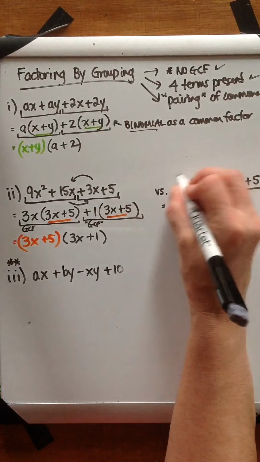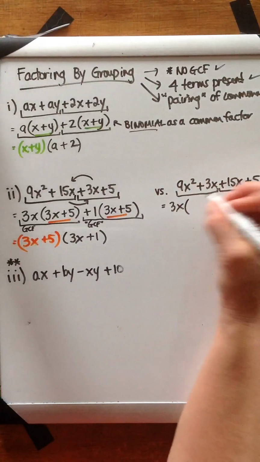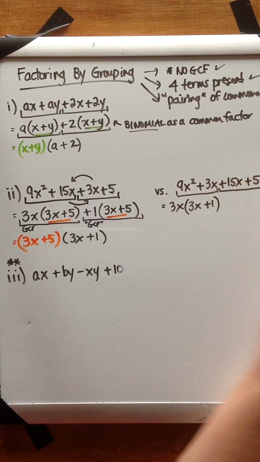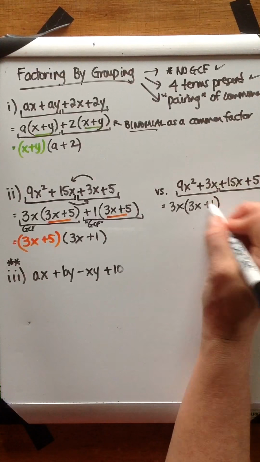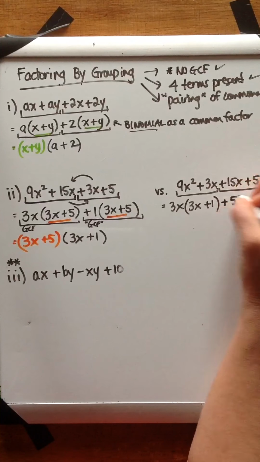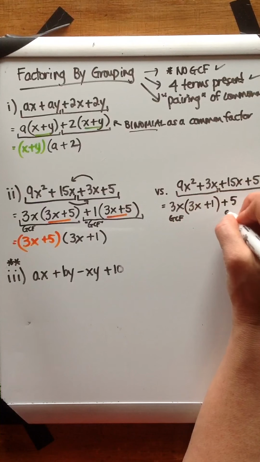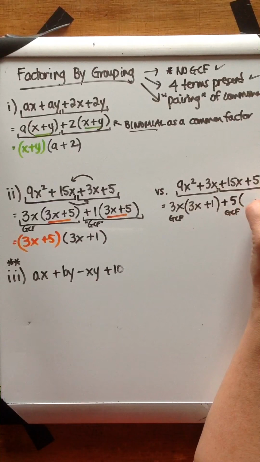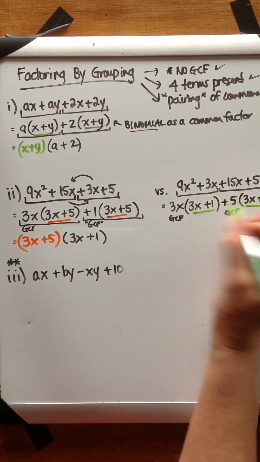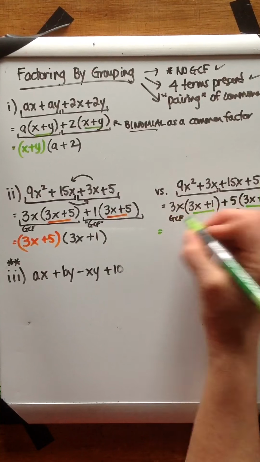The GCF of the first two is 3x, which I would have to multiply by 3x plus 1 in order to get what is up here through the distributive property. Similarly, in these two, I have a GCF of positive 5. And what would I have to multiply 5 by in order to get 15x plus 5? I would have to multiply it by 3x plus 1. Well, hey, here's a GCF. Okay, right here and here. It's a binomial GCF. Let's take it out.